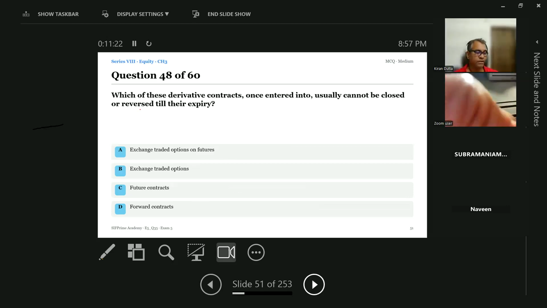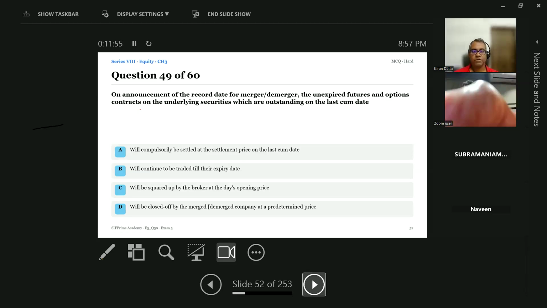Let's do the equity questions and then we'll close the session. 12 more questions, let's finish this. Which of these derivative contracts, once entered into, usually cannot be closed or reversed till their expiry? Except futures, forward contracts cannot be closed or reversed till their expiry. Futures contracts can be closed at any point of time. Very good. You got it. D.